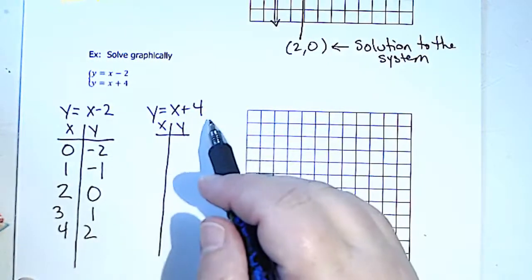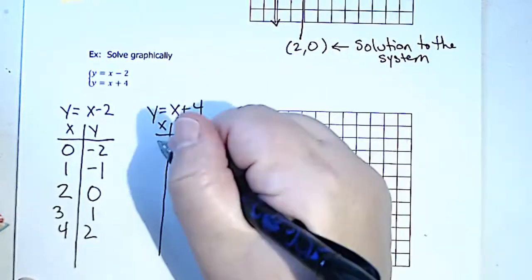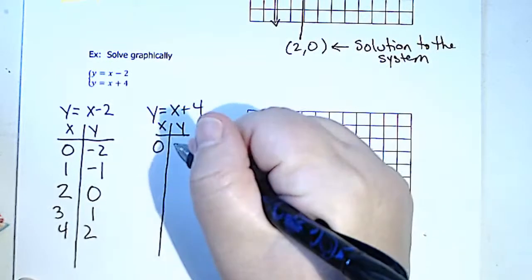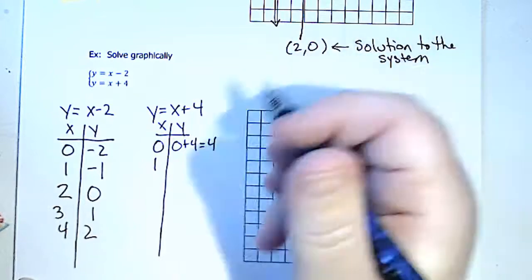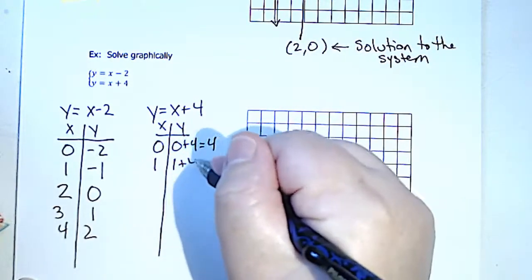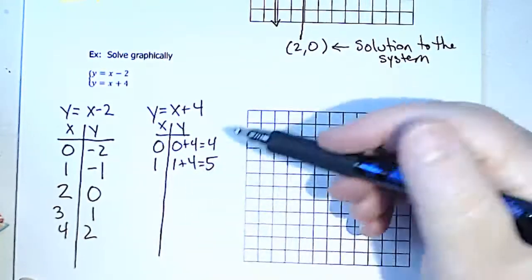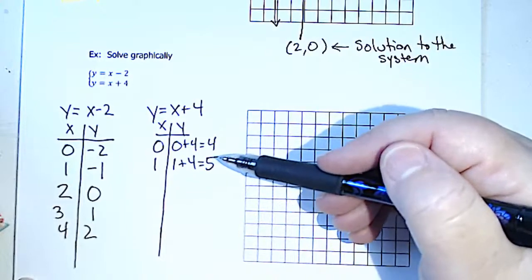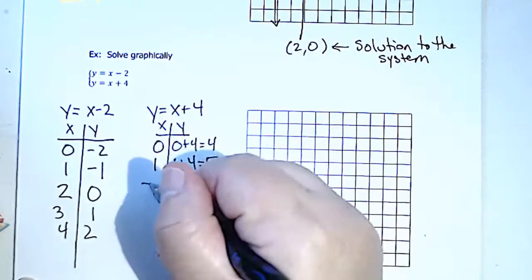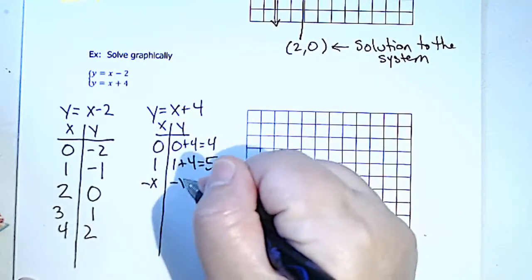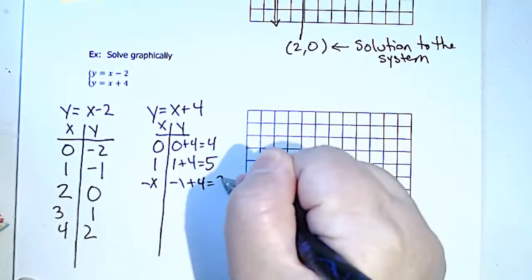Now, y equals x plus 4, slightly new. For x equals 0, y equals 0 plus 4, which is 4. For x equals 1, y equals 1 plus 4 equals 5. Now, these numbers are getting kind of big. So what I may want to choose to do is maybe try some negative x's. What about negative 1? Negative 1 plus 4 is 3.